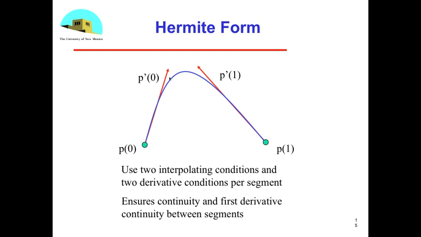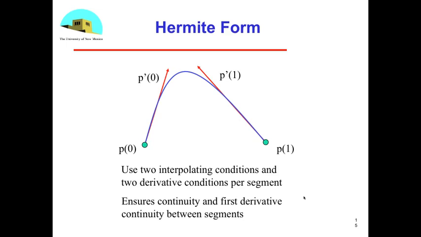Suppose I give you the slope at those two ends. So I have the derivative with respect to u at 0, and the derivative at the other end, 1. Here I'm just drawing those tangents to the curve, which are based on the derivative, and you can see that the resulting curve is going to be much, much smoother. And what happens when I join that to another segment? Well, I'm going to use the same data at the join point. It has to interpolate P of 1, and it has to have the same derivative on either side. So now I have both continuity and first derivative continuity at the join point.